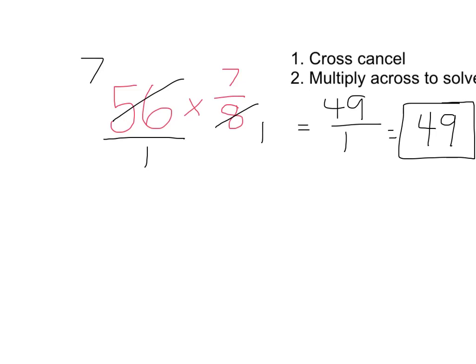See, this is why cross-canceling is really, really handy, because otherwise I would have to go about multiplying 56 times 7, which will take a little bit of work, but after that I would then have to divide that by 8. So you can see that's a lot of extra work that I just don't really want to bother with, which is why cross-canceling is the best tip and trick that math people have come up with.